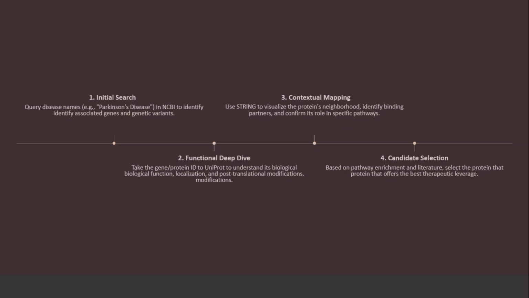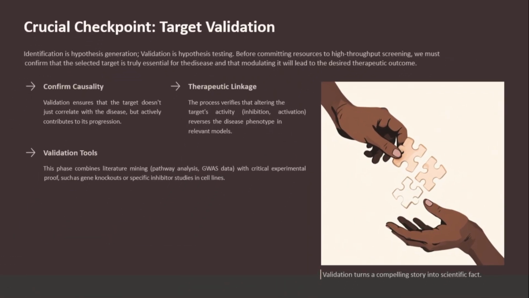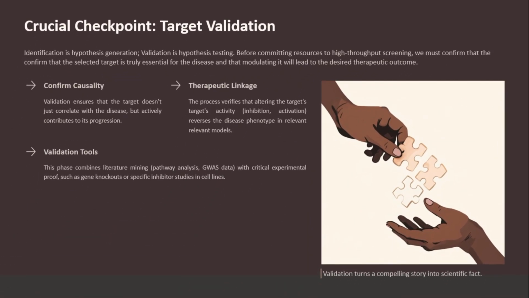Any disease we capture, then any gene, then the protein that will be linked to it, and then we do a functional deep dive on UniProt, then the contextual mapping on STRING: the protein's neighborhood, identifying binding partners and confirming its role in a specific pathway, then the candidate selection based on pathway enrichment. So the critical checkpoint is target validation.